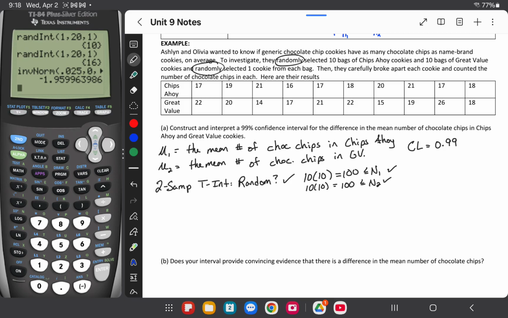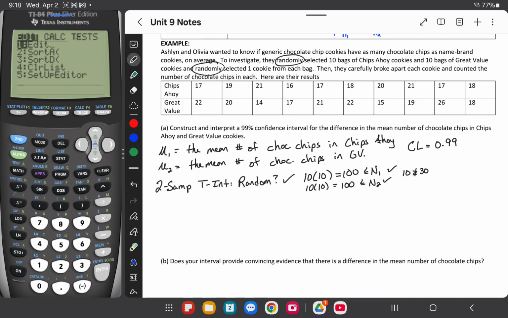So next, let's check to see for this to be approximately normal. It does not say anywhere in the problem that it's approximately normal, and unfortunately for both cases, 10 is not greater than or equal to 30. So we need to look at our data and see if there is any skew or outliers, and then we can probably proceed with caution if that's the case.